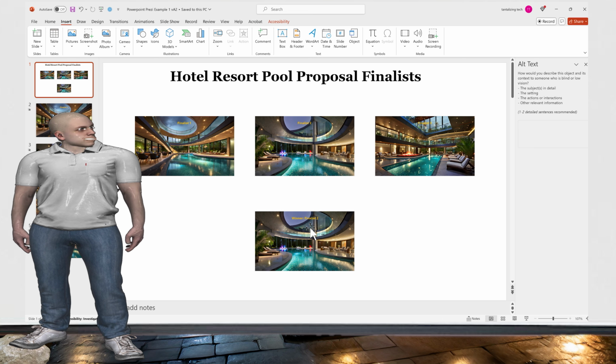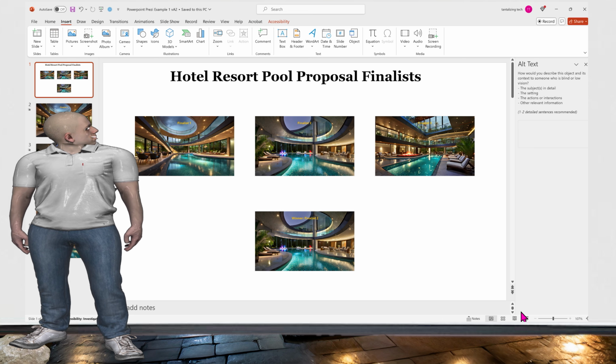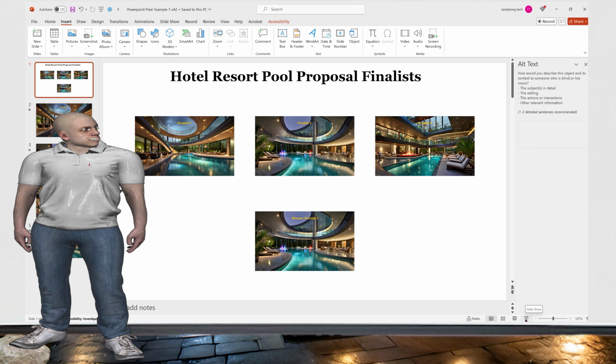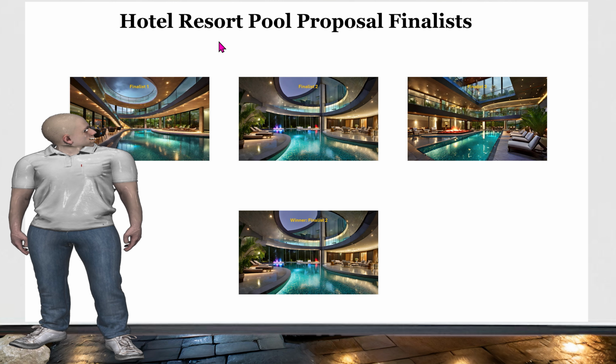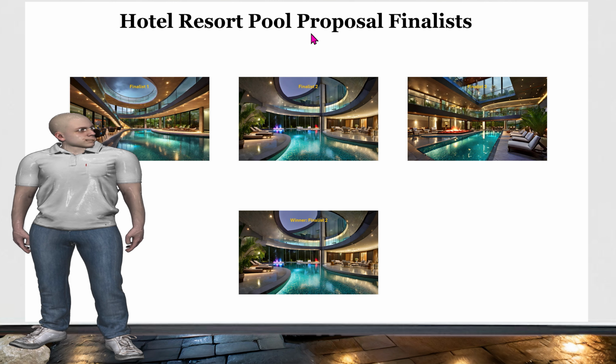And then I'll show you what that looks like before we actually add some options to it. So I'll click in the lower right hand corner, slideshow. And we have our title here, Hotel Resort Pool Proposal Finalist.